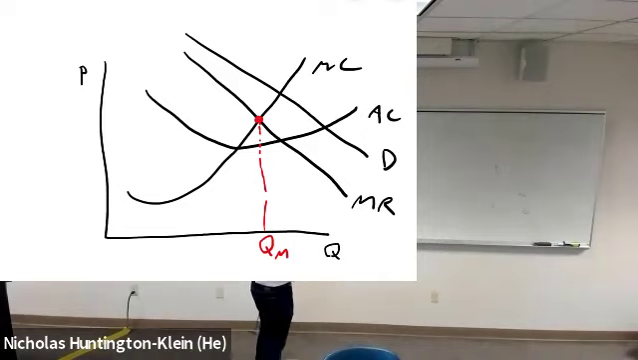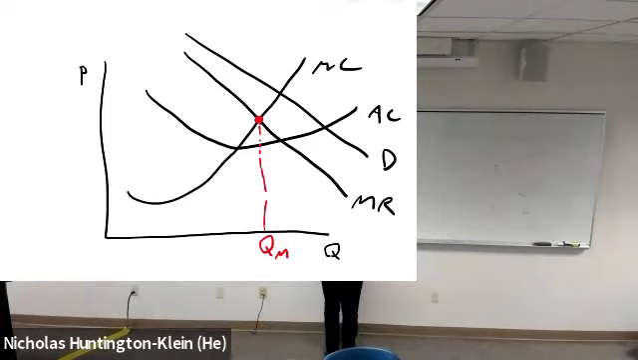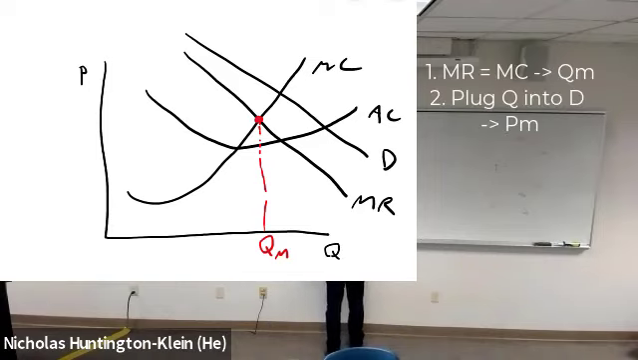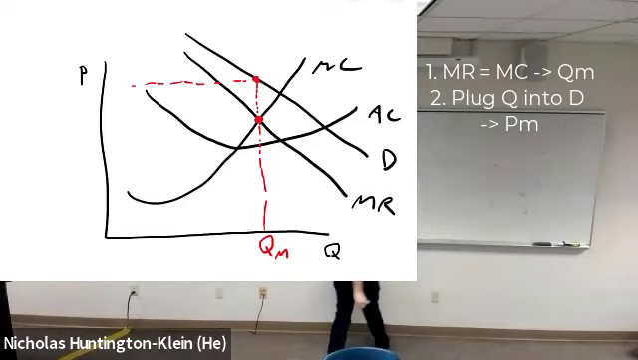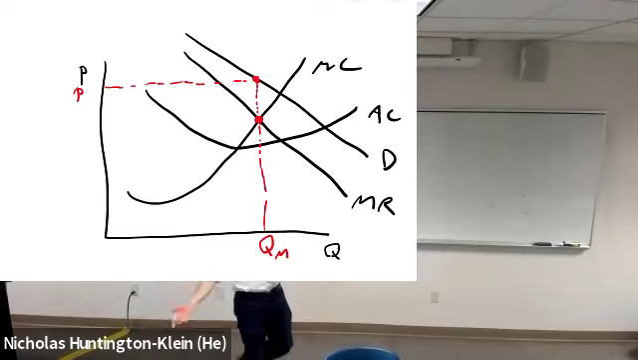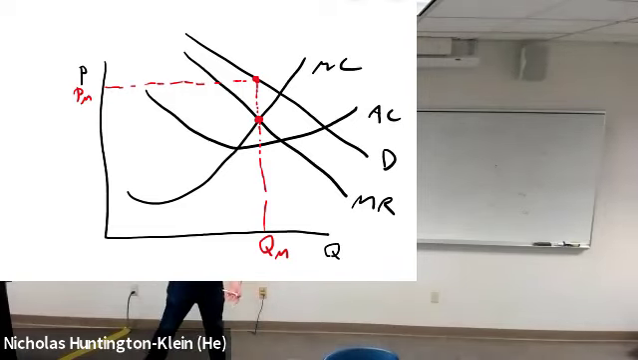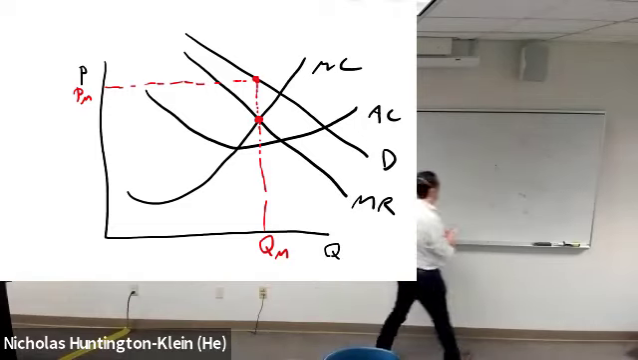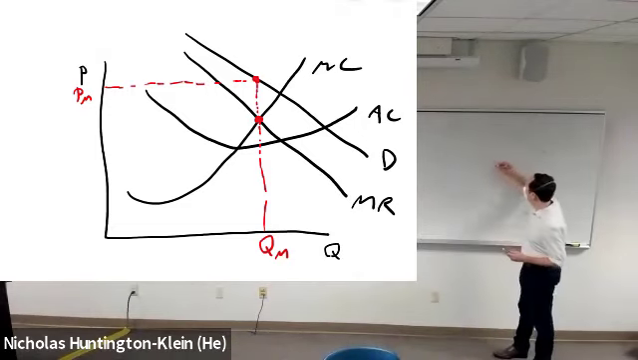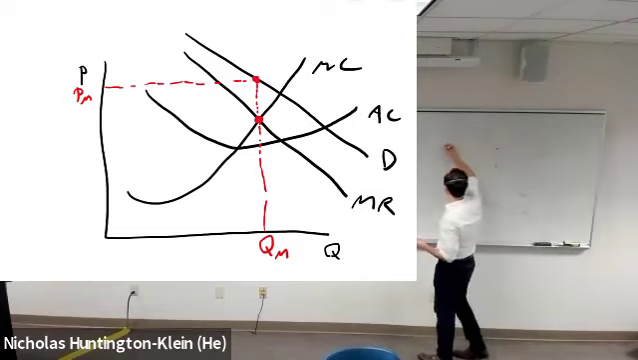All right, next, we want to know how much we can get away with charging for this quantity. So we're going to plug QM into demand. That's going to give us our price. That's our new step from last time. Last time we had no control over the price. This time we do. So we're going to have to ask the demand curve. We'll take our quantity, plug it into our demand curve, and that will give us our price.